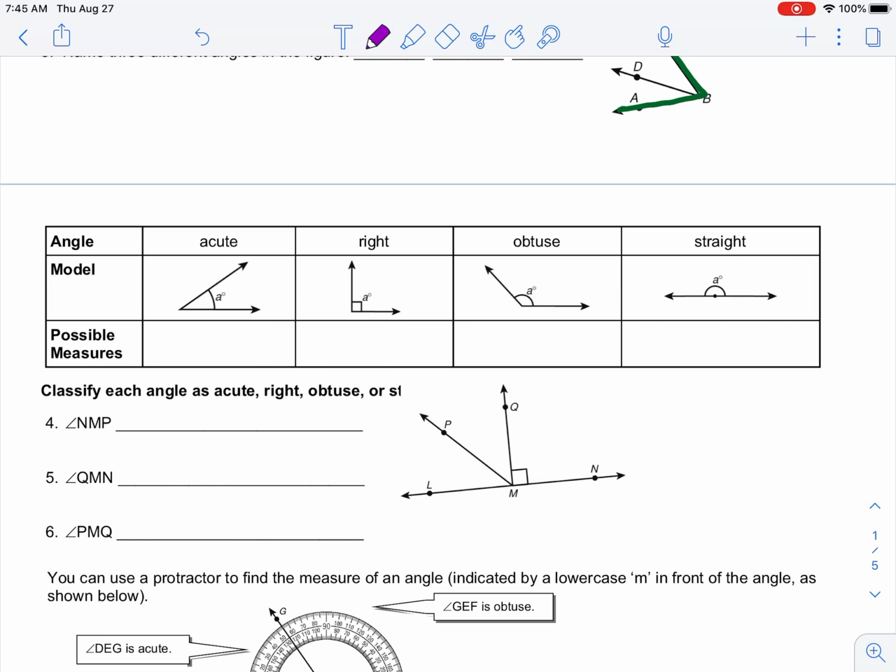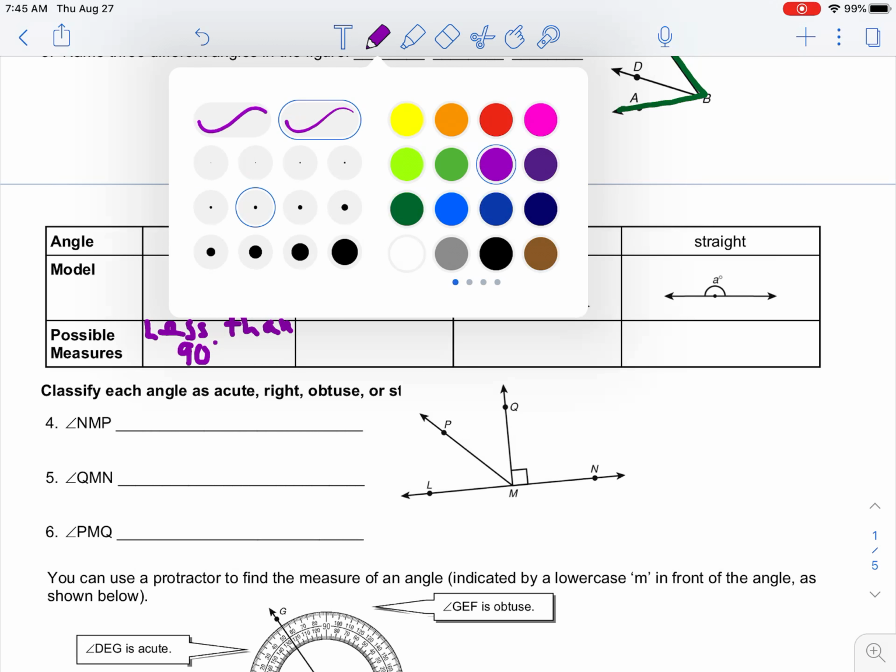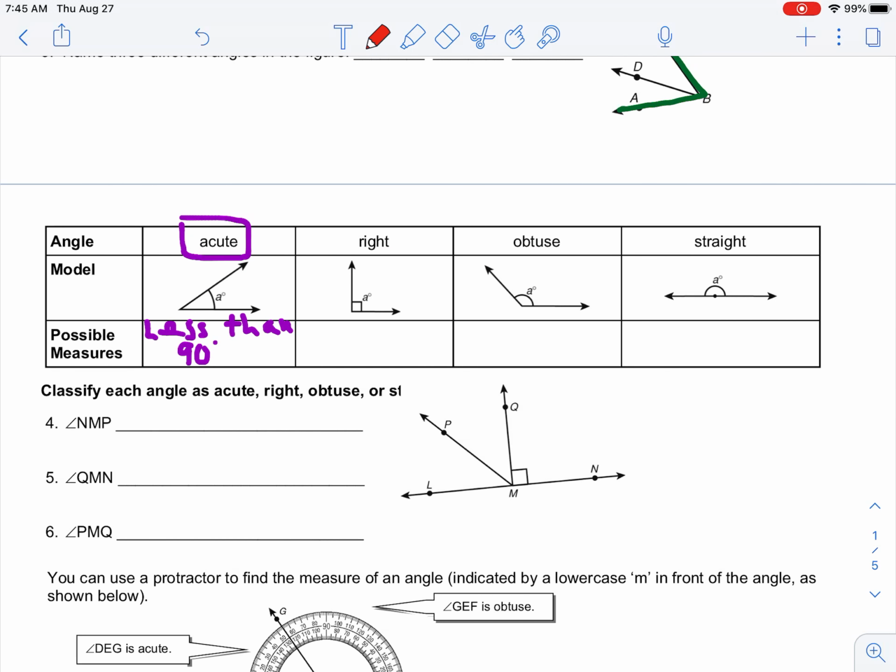All right. Now, let's move on to the next part, and let's classify angles based on their measurement. Our first word is acute. Acute means that it is less than 90 degrees. So acute means less than 90.